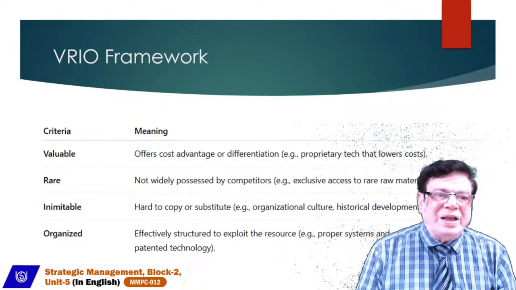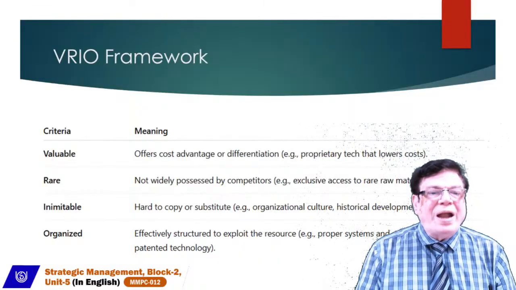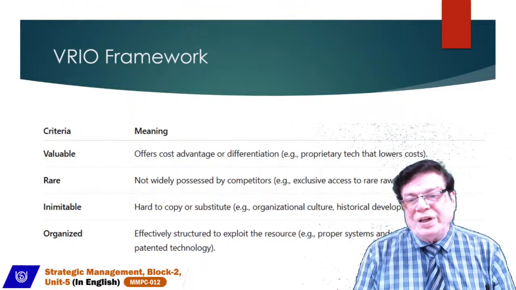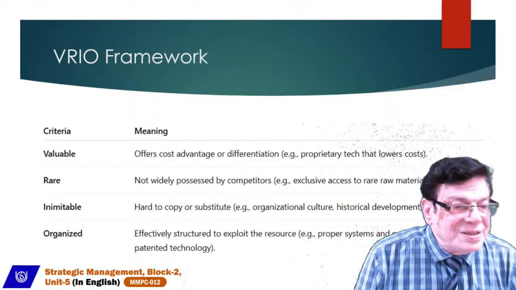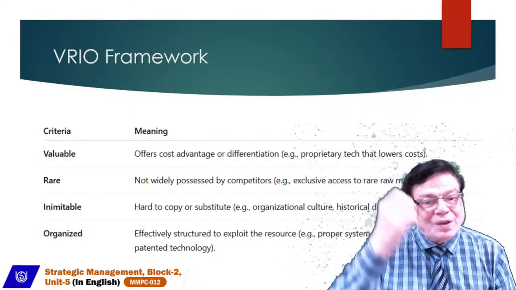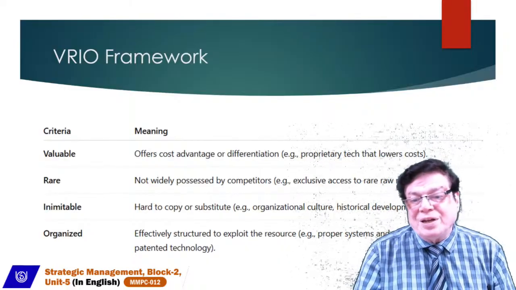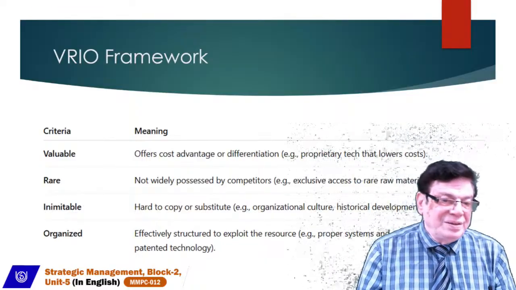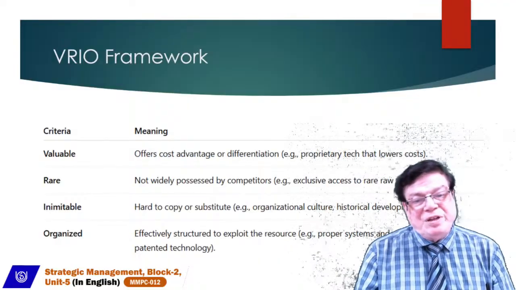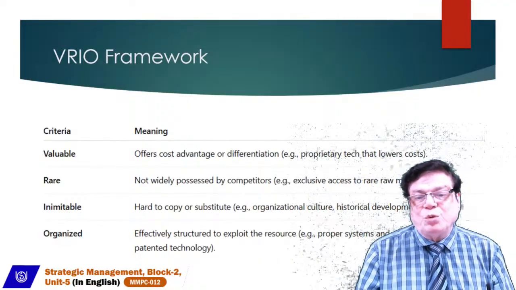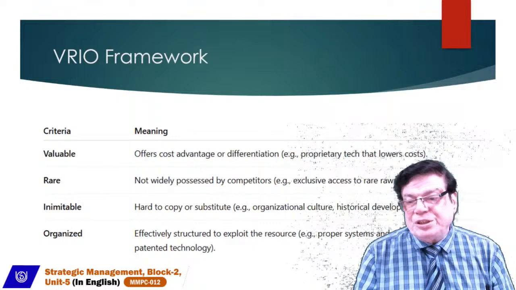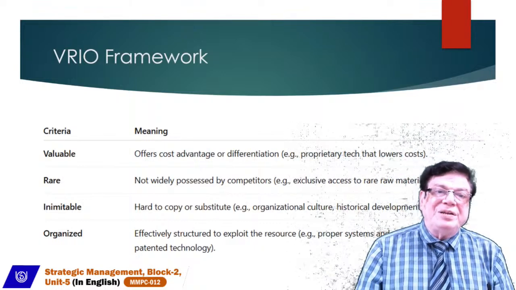Then R stands for rare. Rare means not widely possessed by competitors, that is, exclusive access to rare raw materials. Third is inimitable. Inimitable means hard to copy or substitute, that is, organizational culture, historical development. Next criterion is organized: effectively structured to exploit the resource, that is, proper systems and processes to leverage patented technology.